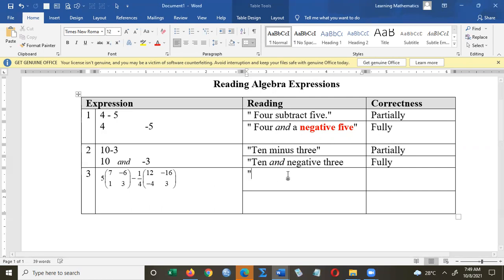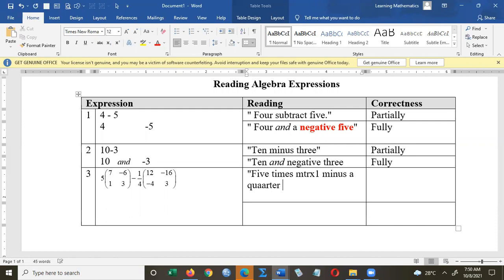At first glance, you might just say 5, and then there's a times there, 5 times that matrix, let's say matrix 1. All right. Minus a quarter times matrix 2. Okay. So we might say that at first glance.